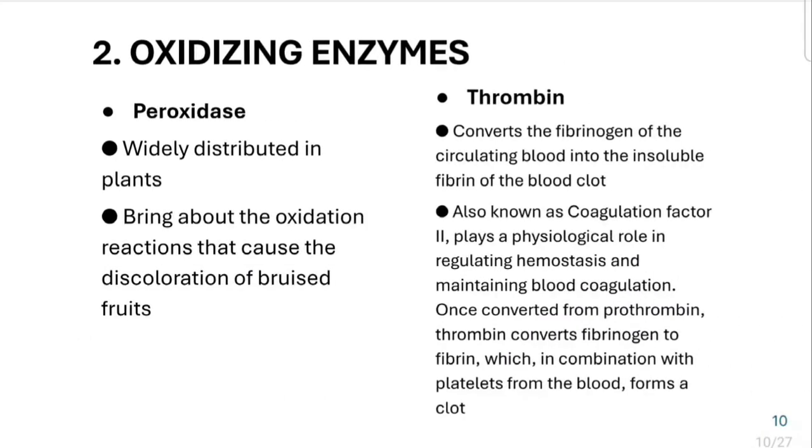Next, we have oxidizing enzymes. First, we have your peroxidases. This is widely distributed in plants. It brings about the oxidation reaction that causes the discoloration of bruised fruit. Usually peroxides, ito yung ginagamit natin in order to remove some stains also in the clothes.